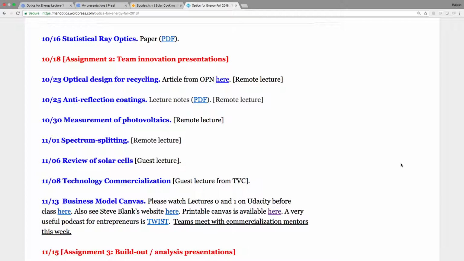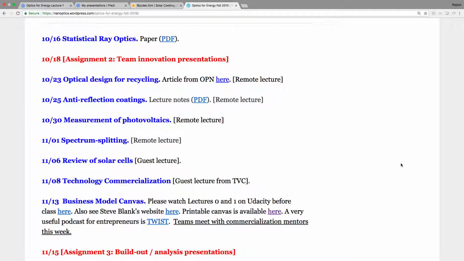We'll talk, and then we'll jump into some interesting new technology. So spectrum splitting is a completely new idea, well, somewhat old, but lots of new things are coming out of it. Some research in my lab, for instance, so we'll talk about that. Some pretty interesting stuff.